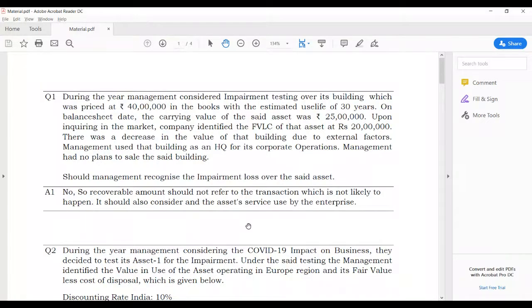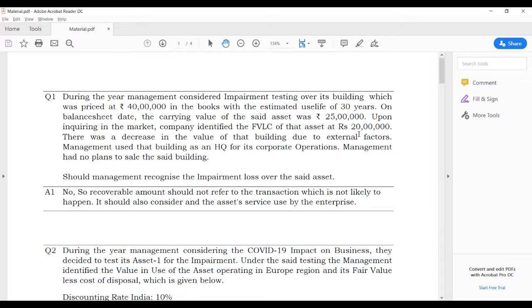Now some practical problems which may come with the impairment of an asset. During the year, management considered impairment testing over its building, which was priced at rupees 40 lakhs in the books, with an estimated useful life of 30 years. On the balance sheet date, the carrying value of the said asset was 25 lakhs. Upon inquiring in the market, the company identified the fair value of the asset at 20 lakhs.